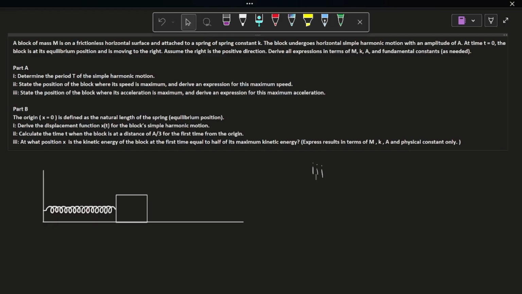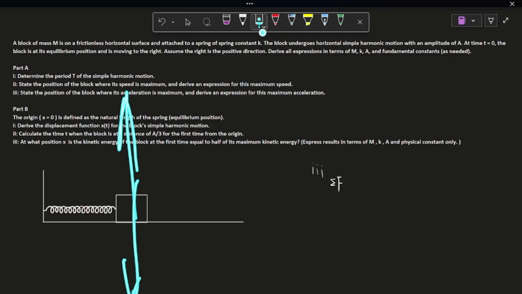Part 3 is asking you the maximum acceleration of the block. I already explained it previously. When the spring has been expanded or compressed the most, the block will have its maximum acceleration. So now let's write a net force equation for the block in the horizontal direction, because obviously the block is not moving up or down, it is moving left or right.